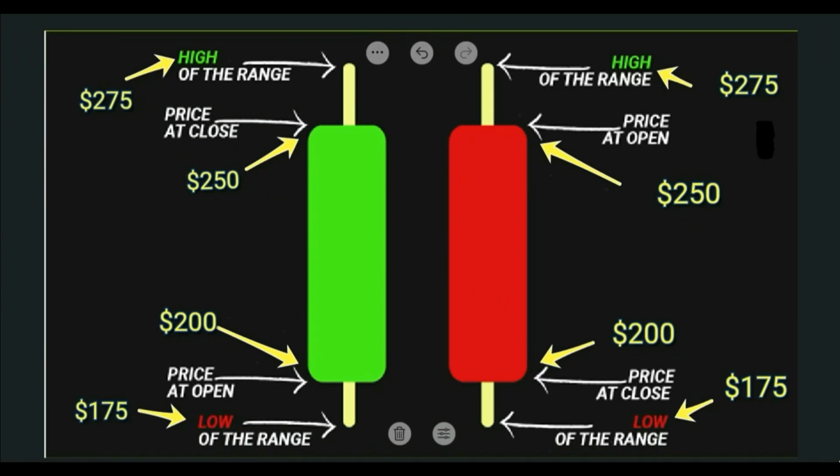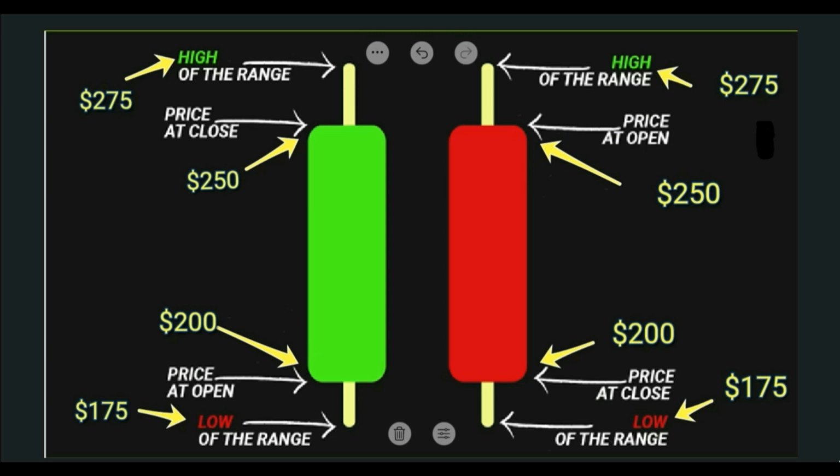In other words, on the green candle, you can see where the price opened and where it closed. In the example, let's say the price opened at 200 and closed at 250. Now during the day, the price hit a high of the day of 275, which is represented by the top wick. And during the day, the price hit a low of the day at 175, which is represented by the bottom wick.